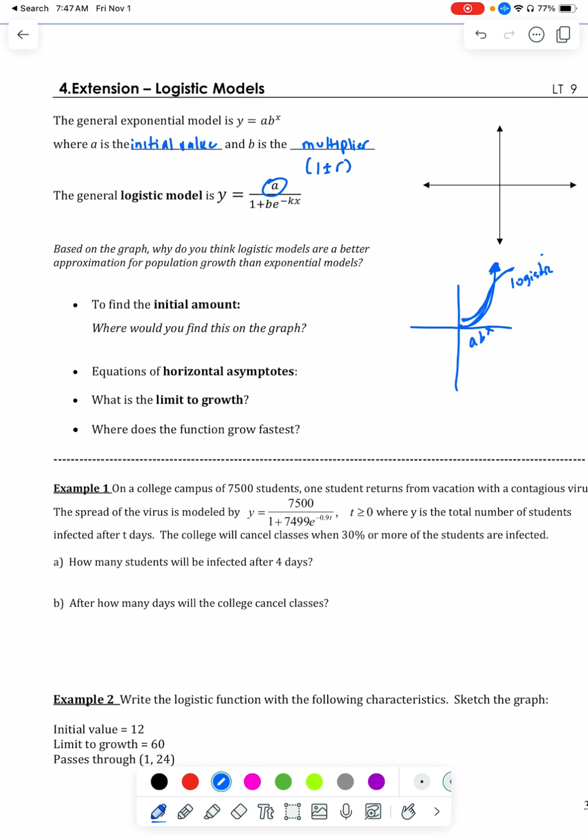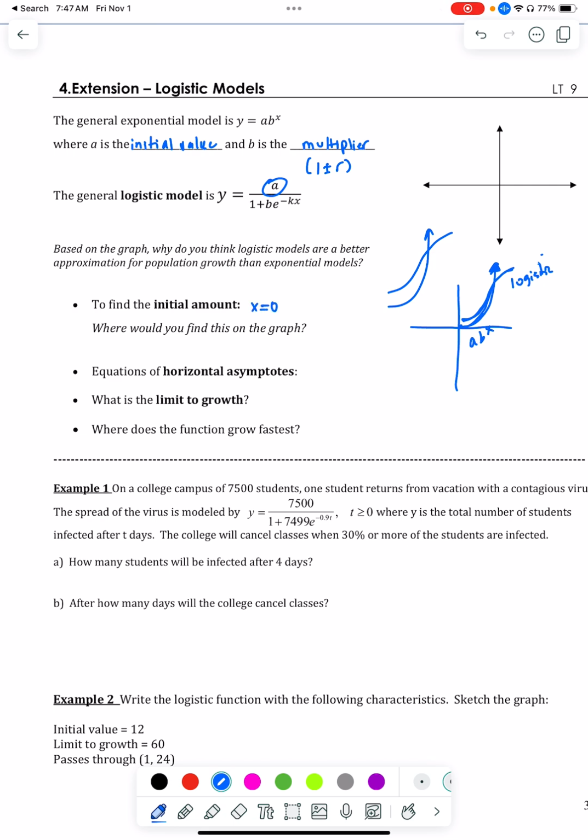Now it says, with this model being more S-shaped versus your traditional ab to the x, to find the initial amount, where would you find this on the graph? When they say initial amount, that means when x is equal to 0.